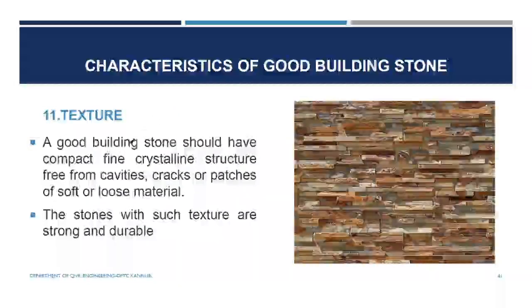Next is texture. A good building stone should have a compact, fine crystalline structure free from cavities, cracks or patches of soft material. Texture is very important. See, fine, crystalline, free from any cavity. They are like small crystals. A good building stone will be like that. The stone with such a texture is strong and durable. It lasts almost 30 or 40 years. A good texture is a very good indication of a good building stone.